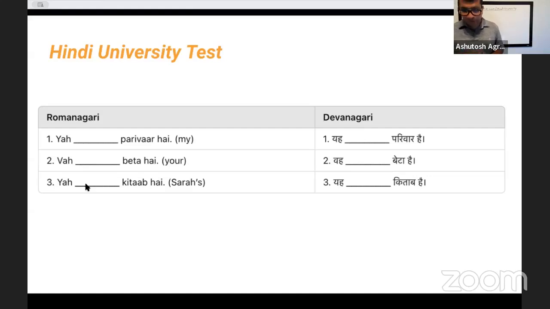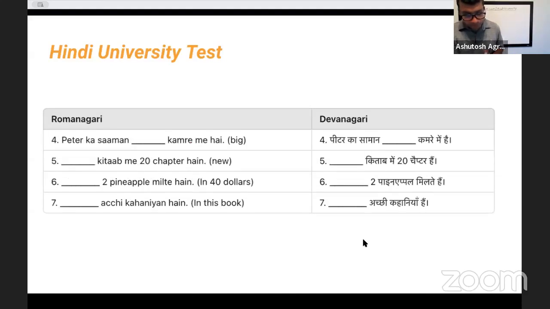Okay. So far we got the first one done. This one is मेरा. यह मेरा परिवार है. वह आपका, तुम्हारा और तेरा बेटा है. All of them are correct. And the third one is यह Sarah की किताब है. I'm going to move on to the next section. If you have any questions, feel free to post it, and we'll have many chances to go over any questions you may have. Okay, next one. All of you will have time.